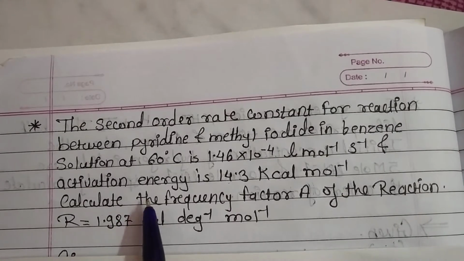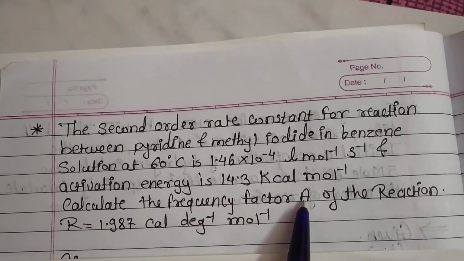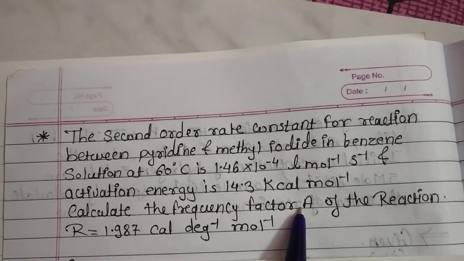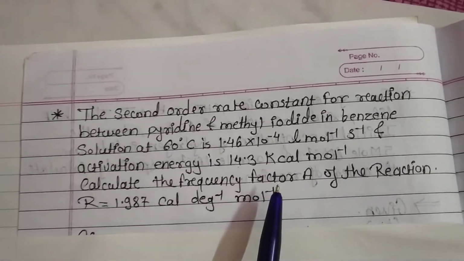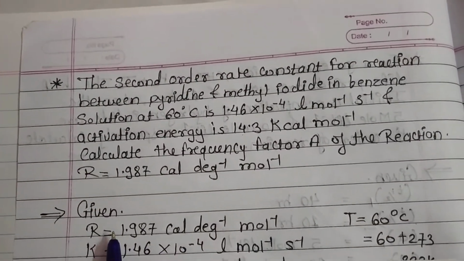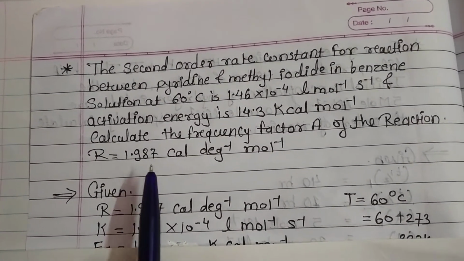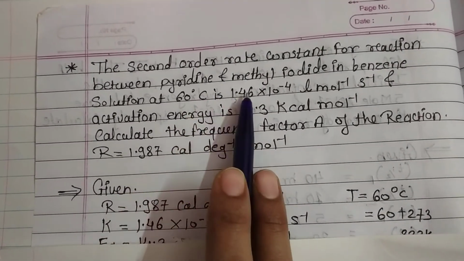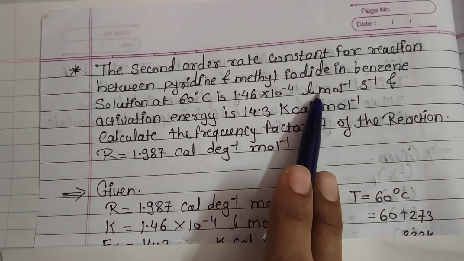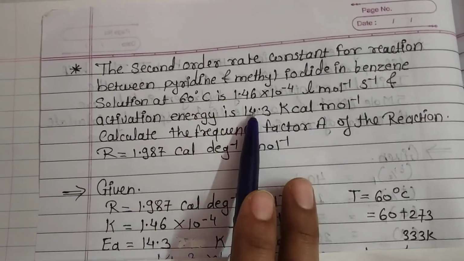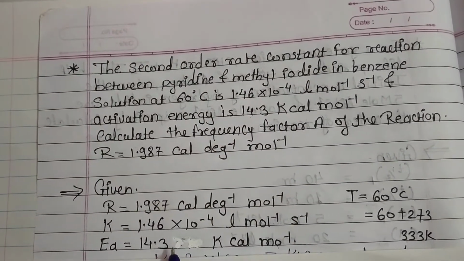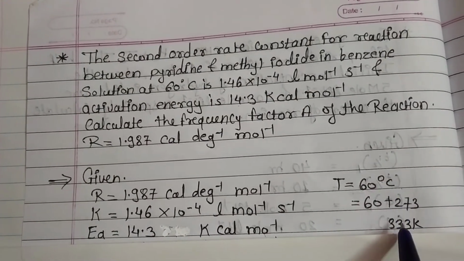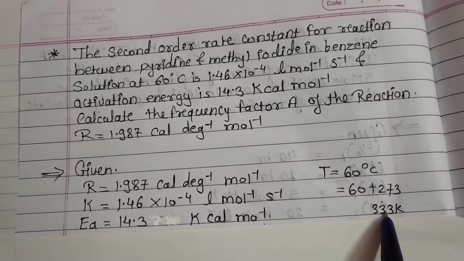In this numerical we have to calculate the frequency factor, that is the term A. The frequency factor is related to the exponential form of the Arrhenius equation. Firstly we will write the given things. R is given, that is the gas constant 1.987 calorie degree inverse mole inverse. K, the rate constant, is 1.46 into 10 to the power minus 4. Energy of activation is 14.3. Temperature is 60 degrees Celsius, which we convert to Kelvin, that is 333 Kelvin.